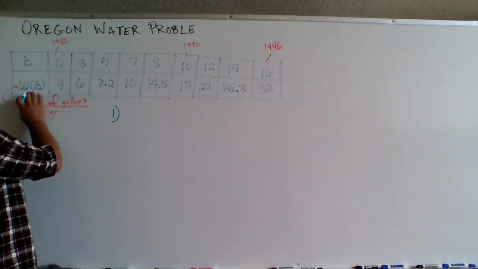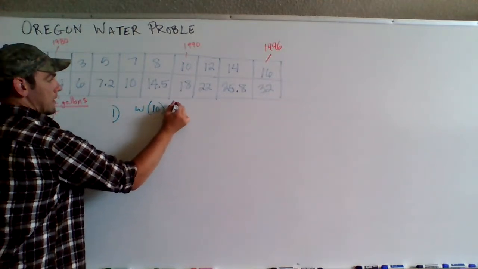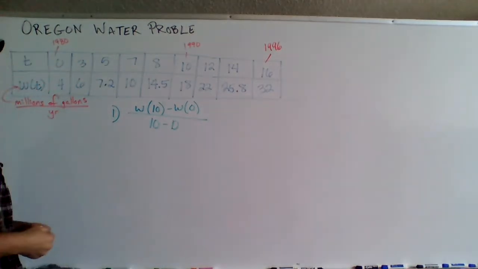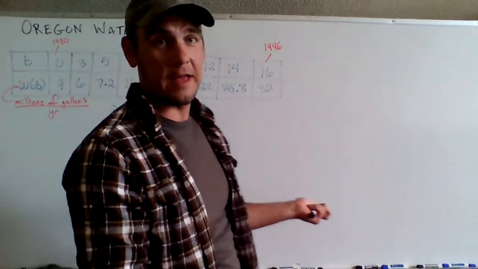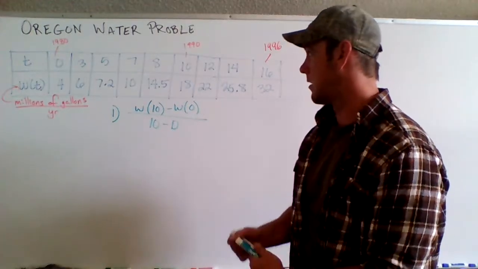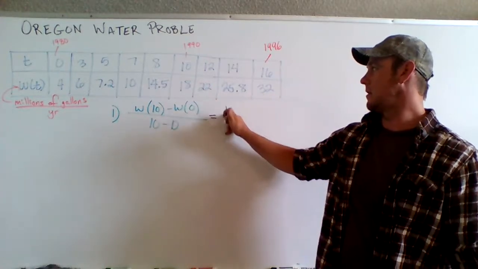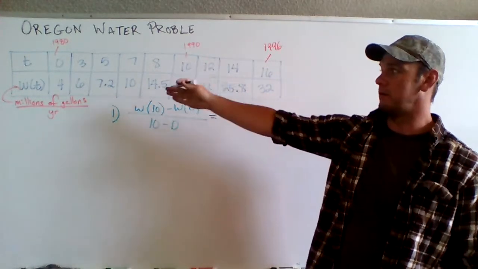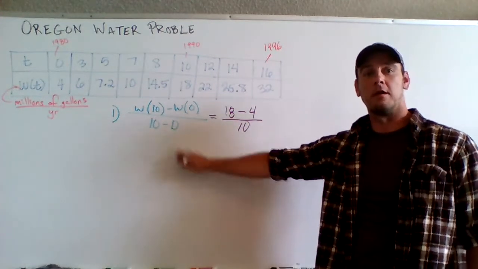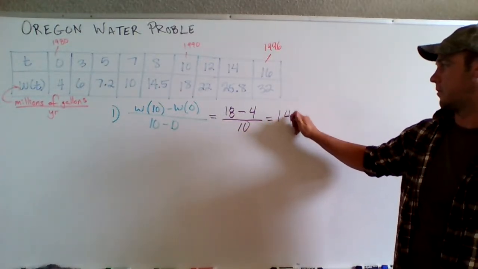So if we want to find average rate of change, we want to do W of 10 minus W of 0 divided by 10 minus 0. Once again, guys, you know 10 minus 0 is 10. You need to write the 10 minus 0. It's your difference quotient to get your points. So then really just figure out what W of 10 is. That is going to be 18, minus W of 0 is going to be 4, divided by 10. Here you don't need to write it again because you have it written once. Which is really going to be 14 over 10, which I believe is 1.4.